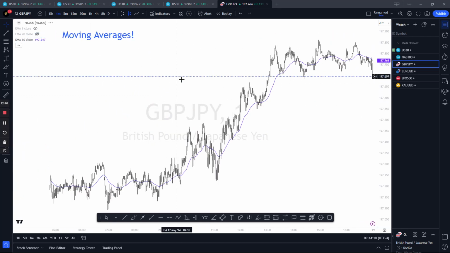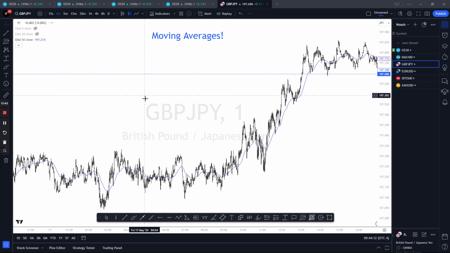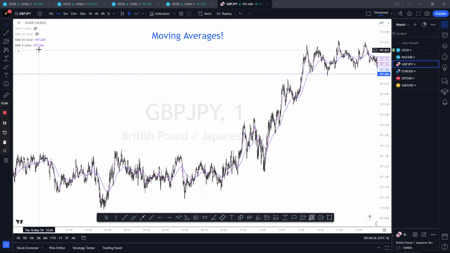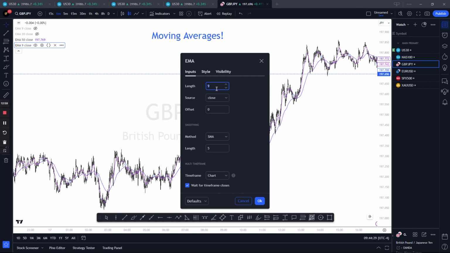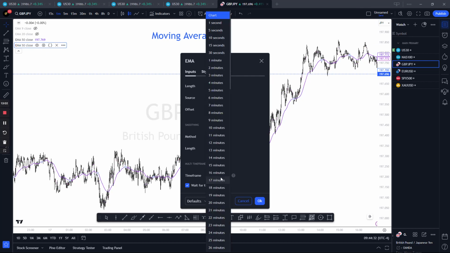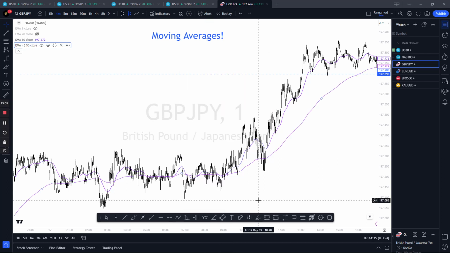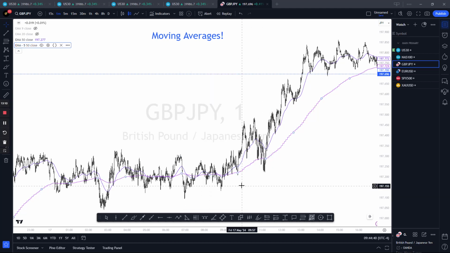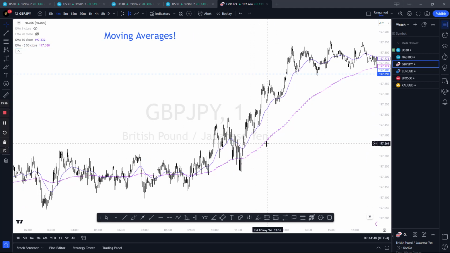So let's say I like how the 50 moved on, let's say, the 1 minute, but I wanted to see what the 5 minute EMA 50 looks like. There's two ways you can do that. You can say, hey, I want the EMA 50 on the 1 minute and change it to the 5 minute, and that will give you a good calculation. You can turn off wait till time frame closes, so you'll get more of a stair step type indicator. You'll see it's not as smooth.